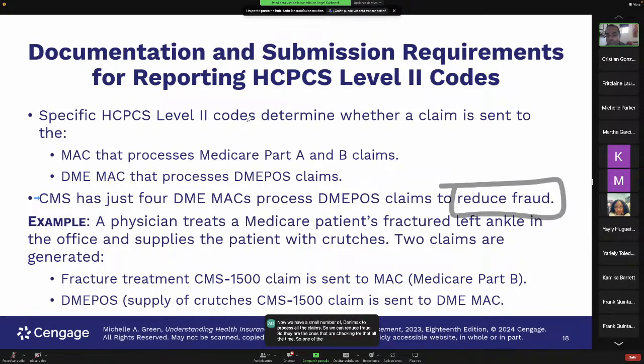So one of the things that they will need is give the information or the documentation for it. So a physician, again, we go to the example. The example says a physician treats a Medicare patient fracture left ankle in the office and supplies the patient with crutches. 2 claims are generated. One for the treatment of the fracture, that's going to be sent to the MAC for the Medicare Part B.